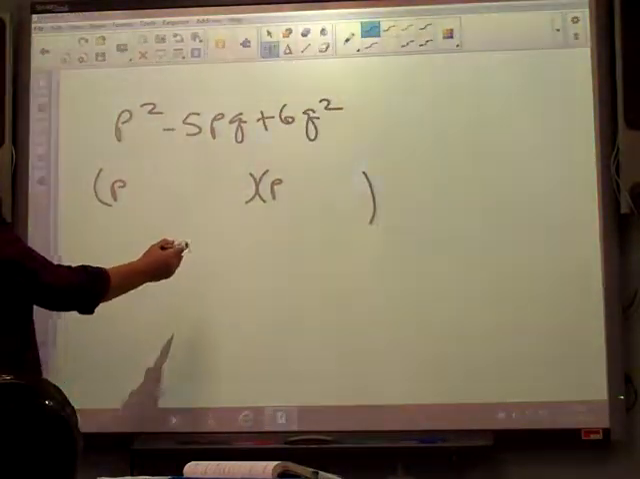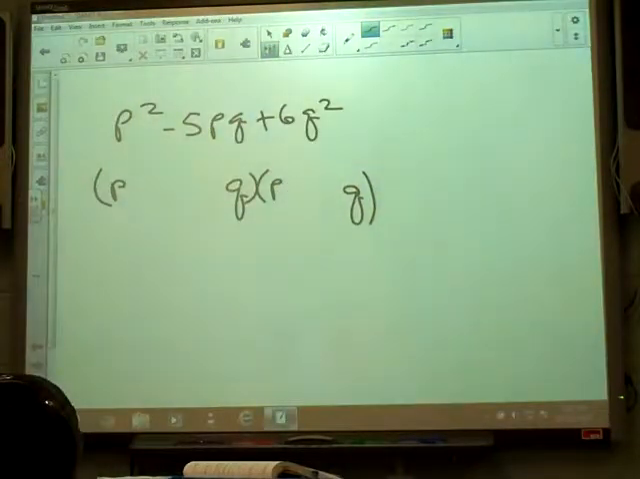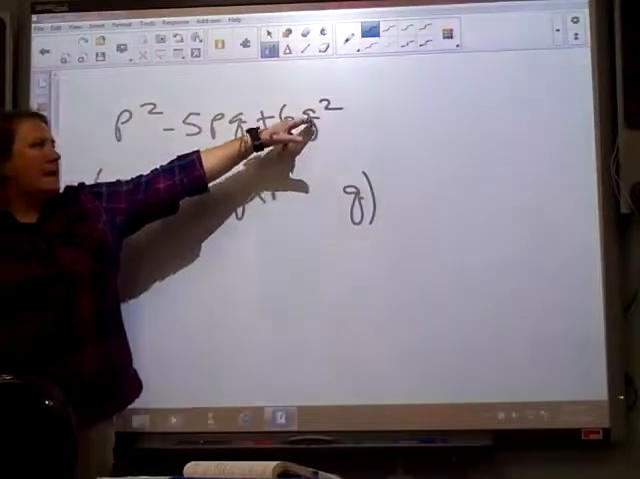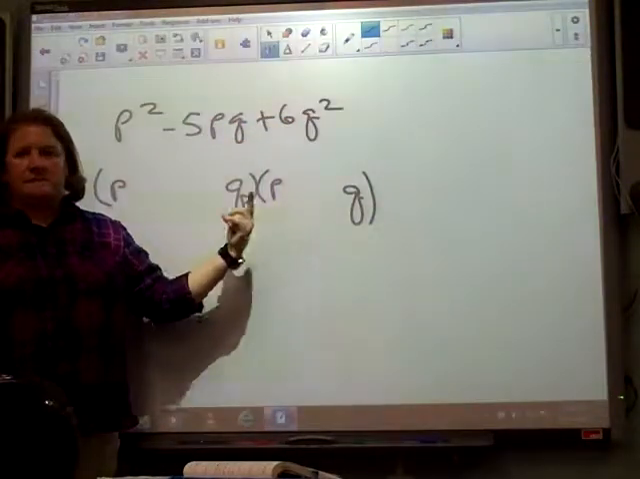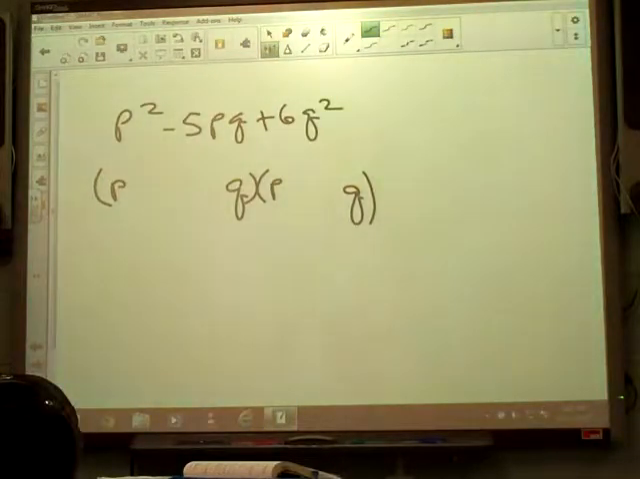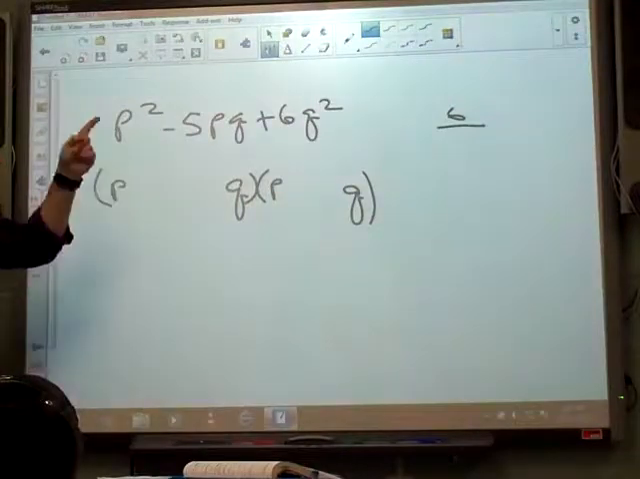We'll end in a q times a q, right? Okay, now we're going to do it the same way. So that's the only difference that second variable got us: since it's q squared, got to have a q times q. Alright, what's my a times c? 6. Michael's on board. Factors of 6 that add to negative 5.